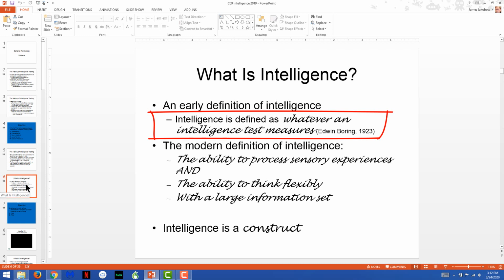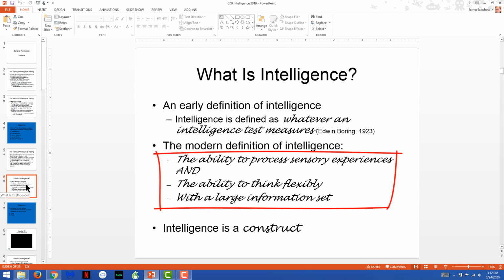Intelligence is defined as whatever an intelligence test measures. That can't be right. So to clean it up, intelligence researchers use the modern definition of intelligence. But there's still debate about the modern definition of intelligence as well. And we will have to continue to talk about the process of defining intelligence and to see what different researchers use to include in the story of intelligence before we can actually find how intelligence is defined, at least in North America, and how it might be defined elsewhere in the world.